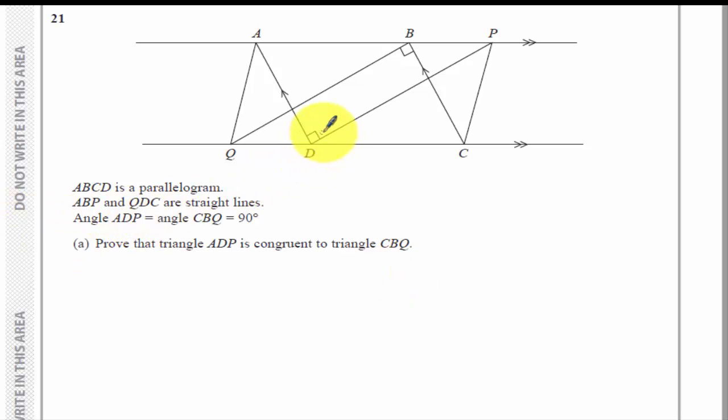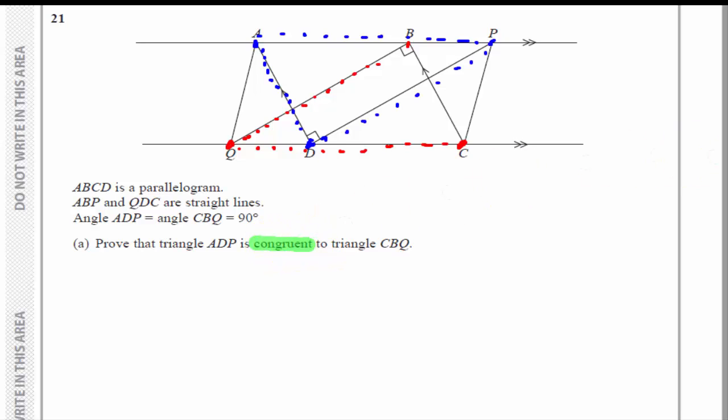Part A, prove that triangle ADP, so I'll just label that in blue, A to D to P, is congruent to triangle CBQ. So this red one, C to B to Q. I can just put some dotted lines in so we can see the two triangles we are talking about. Some people like to draw them out. If that works for you, that's great. So I've got to prove that that blue triangle and that red triangle are congruent.